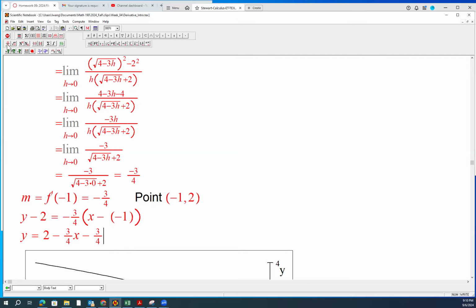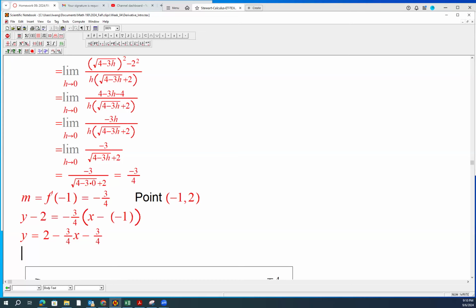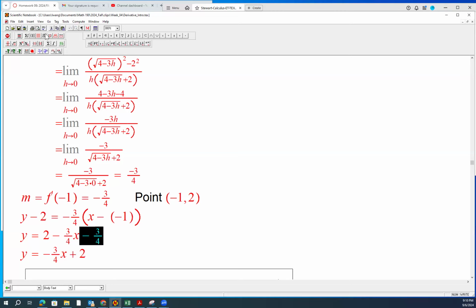So we need to organize a little bit. Now y is equal to negative 3/4 x, and 2 minus 3/4, what would that be?